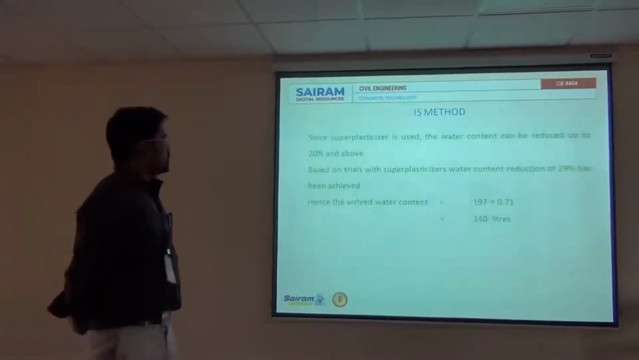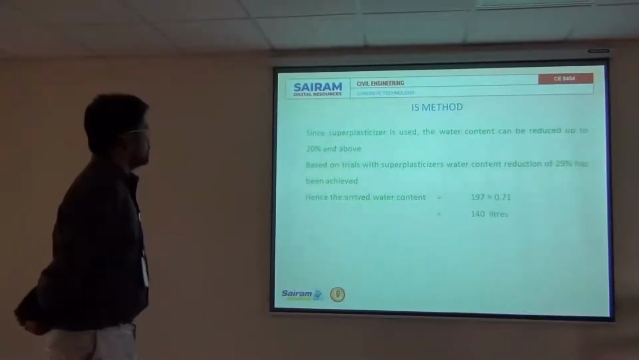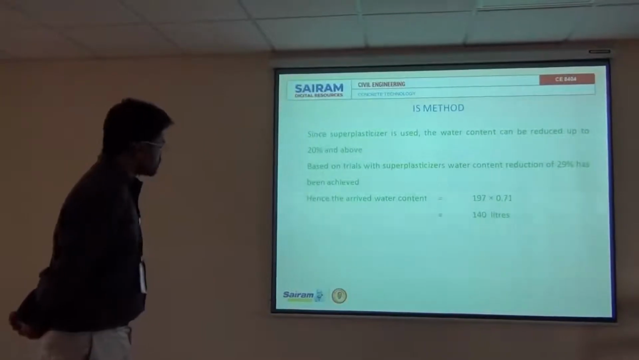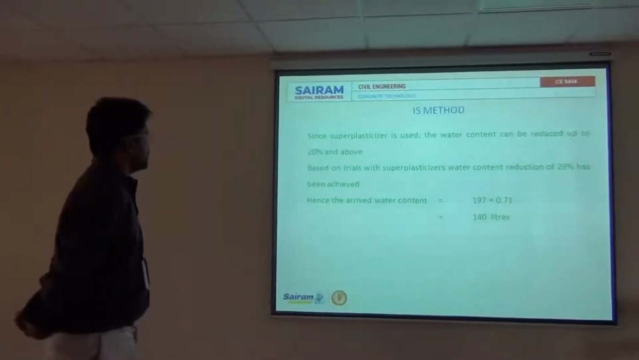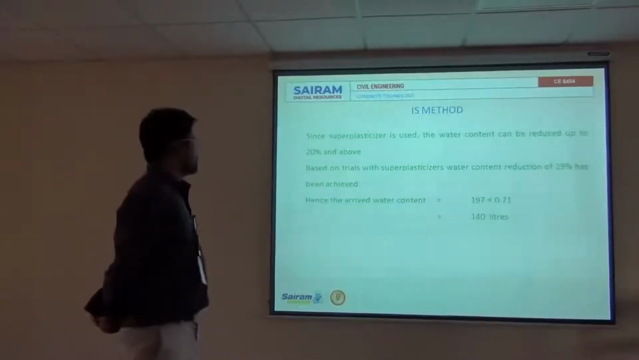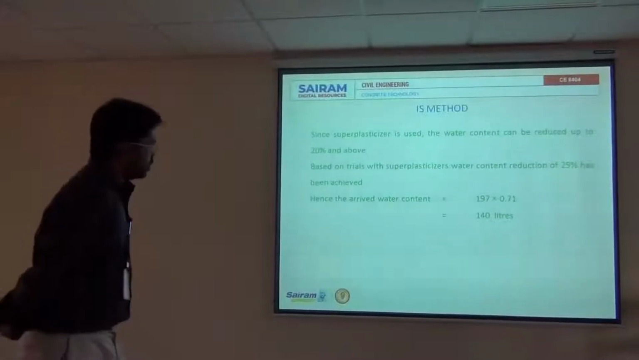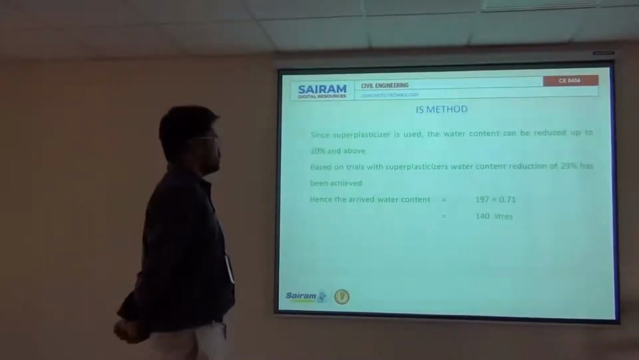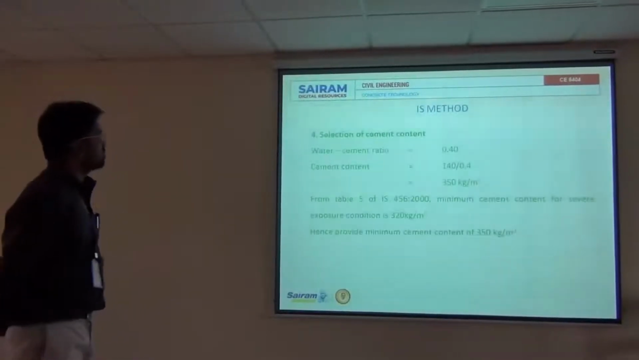Since in this problem they are using a chemical superplasticizer, usually when you use superplasticizer, water demand will be reduced. Therefore here I state that I assume 29% water demand will be reduced. Therefore the arrived water content will be 197 into 0.71, and you get 140 liters of water content.